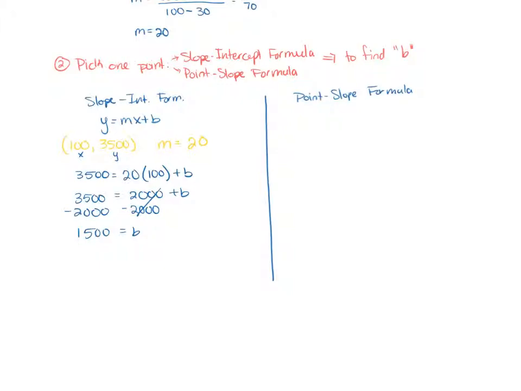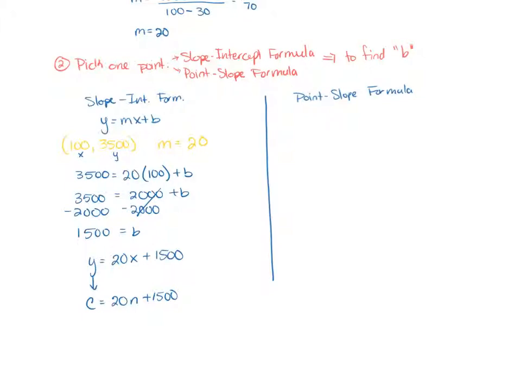But don't forget, you have to actually write the equation. So now that is y is equal to 20x plus 1,500, and then again you want to rewrite this using the variables given to us in the problem. So that's going to be c equals 20n plus 1,500.